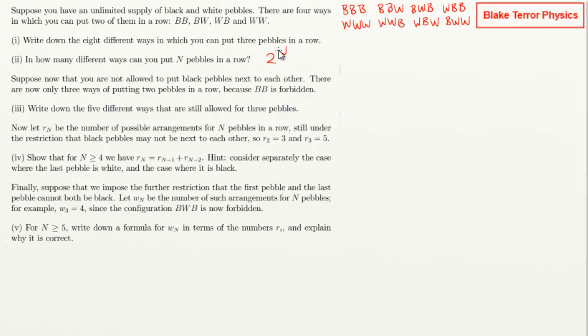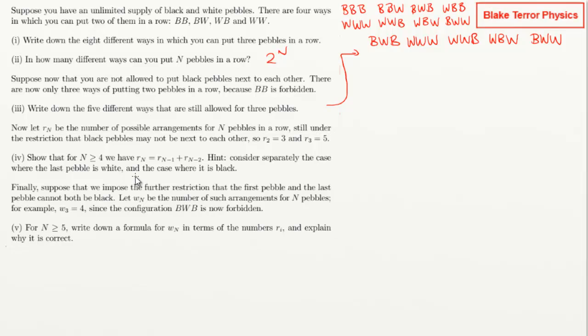Suppose now you are not allowed to put black pebbles next to each other. There are now only 3 ways of putting 2 pebbles in a row, because BB is forbidden. Yes. Write down the 5 ways that are still allowed for 3 pebbles. Right, so we can't have 2 blacks in a row. So we're going to get all the ones down the bottom plus that one. So we'll have that one, that one, that one, that one, and that one.